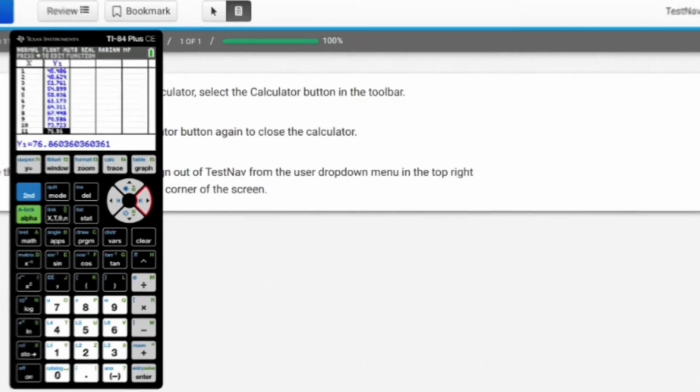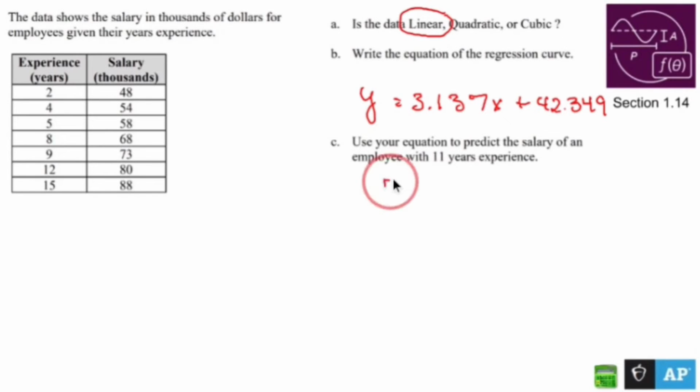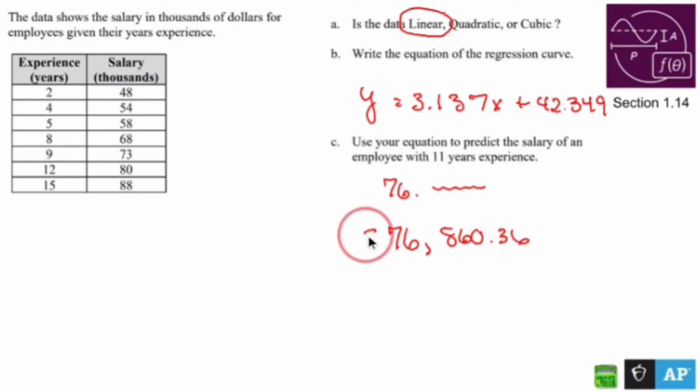Easy peasy. Now at 11, my calculator gave me something like 76 point blah, blah. But this is in thousands, so 76,000 and change. The number in my calculator was 76.86036. That translates to $76,860.36. Baby, that is a nice bit of coin.